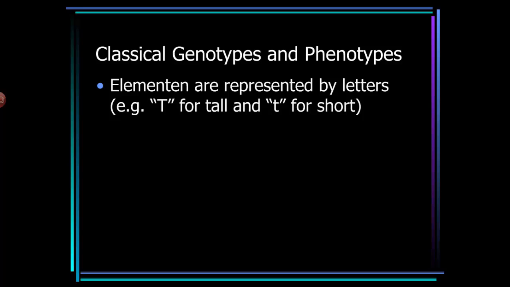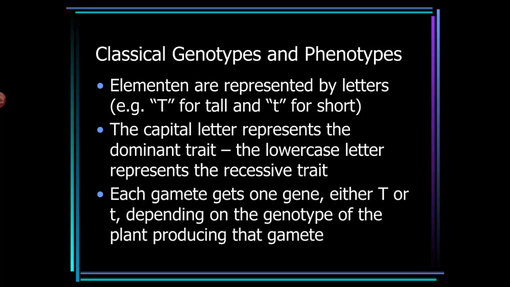So they both need the same letter, but we can use a lowercase letter to represent the recessive version of that gene. Okay? So the capital letter is dominant, lowercase is recessive. Same letter, depending on the gene. And now, every cell has two copies of each gene, right? It might have two capital T's, a capital T and a lowercase t, or two lowercase t's. But when that cell forms gametes, if it's a germ cell, those letters are separated from each other. And so each gamete gets one letter, either a capital T or lowercase t, depending on what the parent plant looks like. Okay?